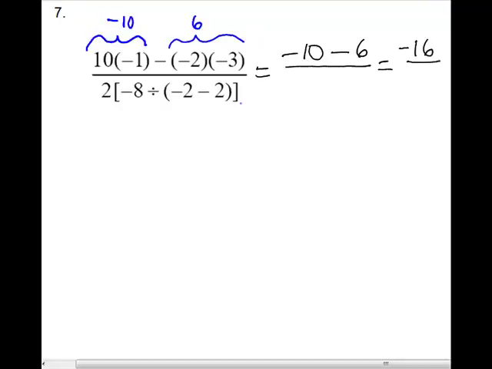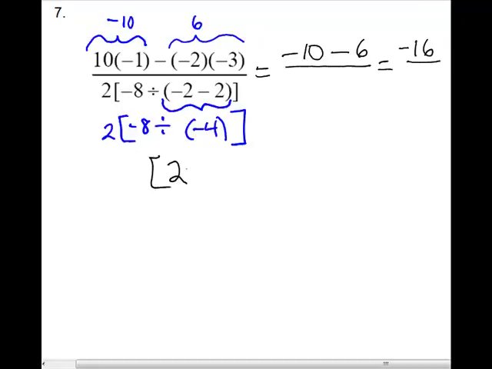And I have nested symbols, so I'm going to go from the inside out. So this innermost set, these are going to be like signs. Like signs are going to add and keep the sign to give me a -4. So I still have my bracket. And now I'll work inside the bracket. So -8 divided by -4 will give me a 2, and the two negatives will give me a positive. I can keep the bracket to show this multiplication. So I have 2 times 2, which will give me 4.